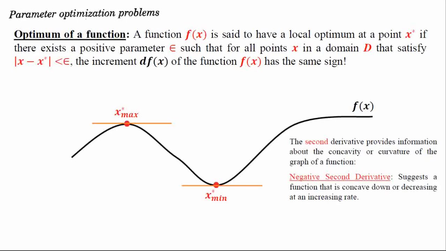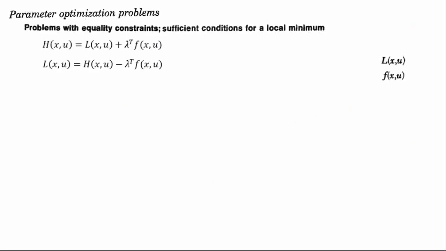Thus, we have a maximum point as shown by the green box. Finally, a zero second derivative implies a potential point of inflection where the concavity changes. This is also shown by the green box on a point in between the two points x max and x min. Now, let us apply these concepts on our original optimization problem.